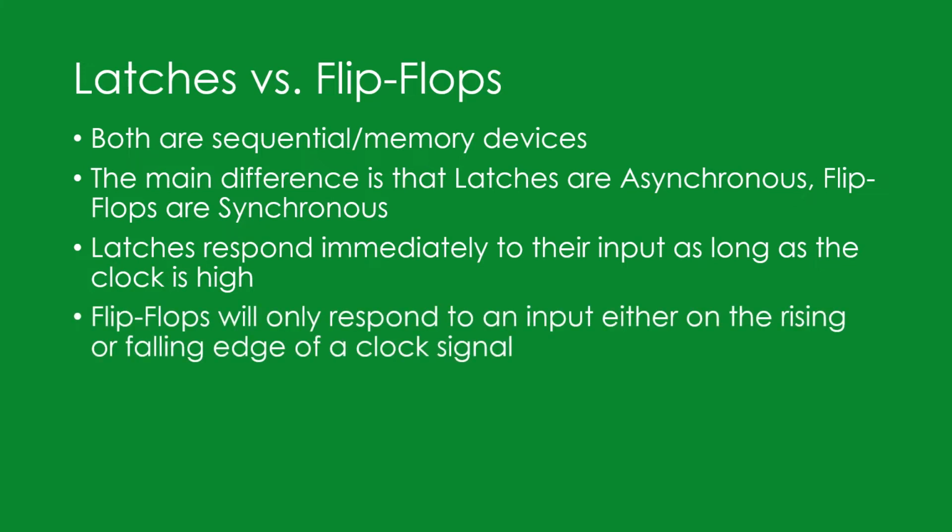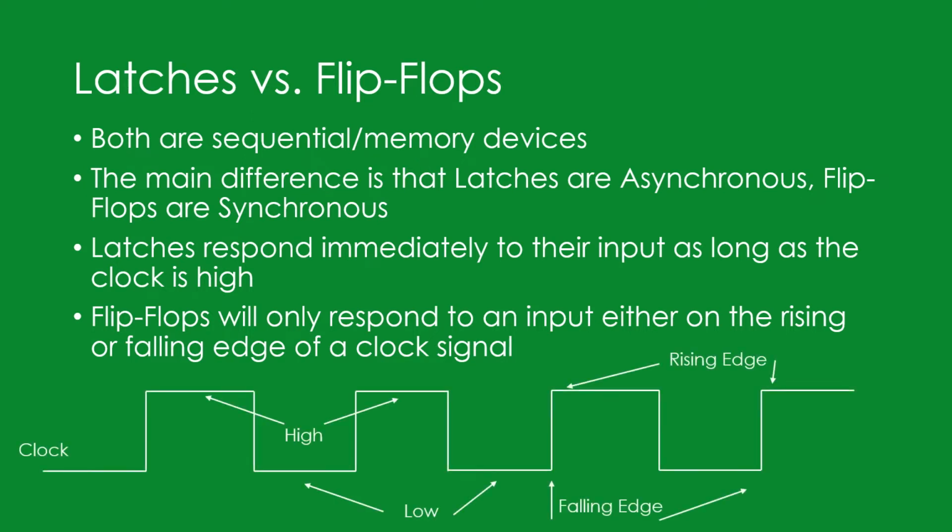A flip-flop will only respond to a change in input on the rising or falling edge of the clock signal, depending on if the clock input is active high or low. A clock signal is a periodic square wave that is used to control the pacing of the circuit. If it is not specified, you can assume the flip-flop responds to inputs on the rising edge of the clock.